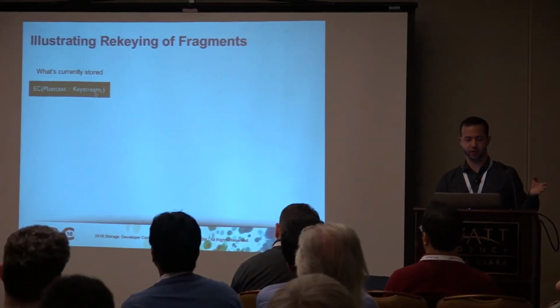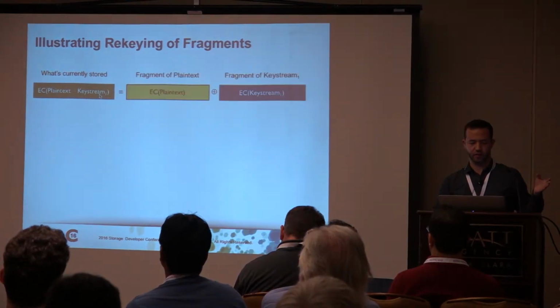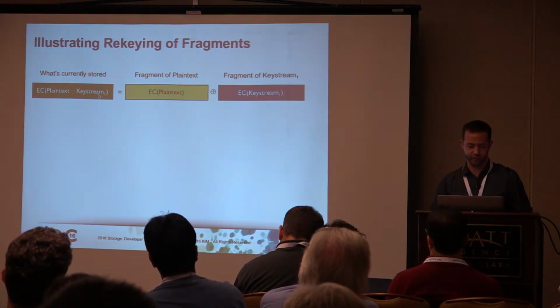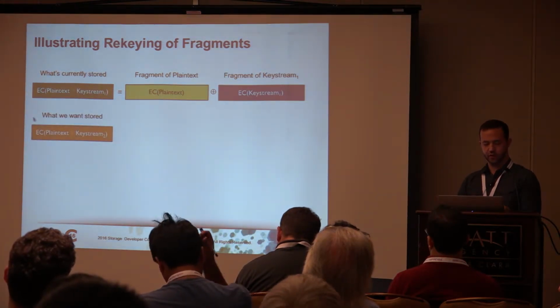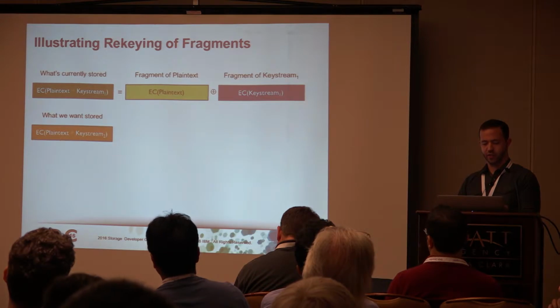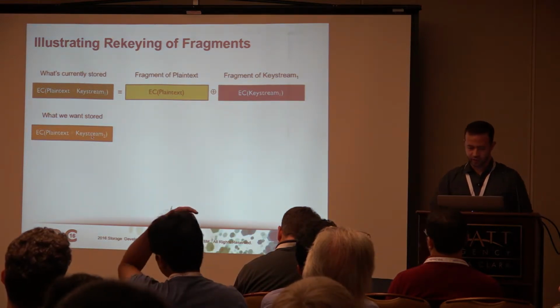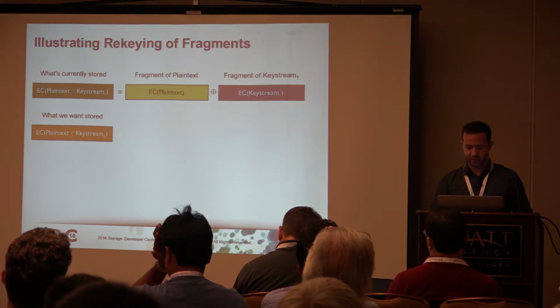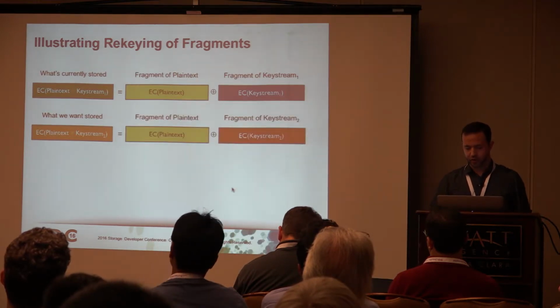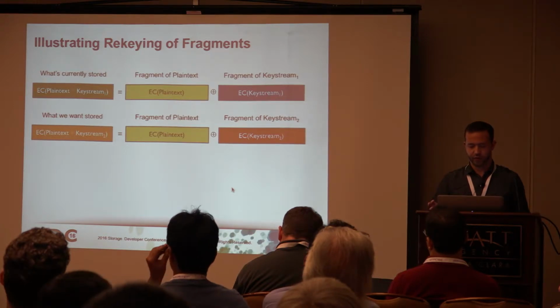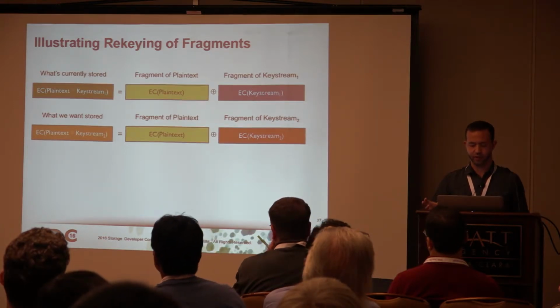So to provide a kind of a picture for this, let's say what's currently stored on a given node is the erasure coding of the plain text XORed with key stream 1. So this is the old key, or key stream generated from the old key. These are the properties that it has, but what we ideally would like to store is the erasure coding of, again, that same plain text, but now encrypted with a different key. As it happens, each storage node has all the information it needs on hand to do this conversion, if only it knows what the old and new key streams are.